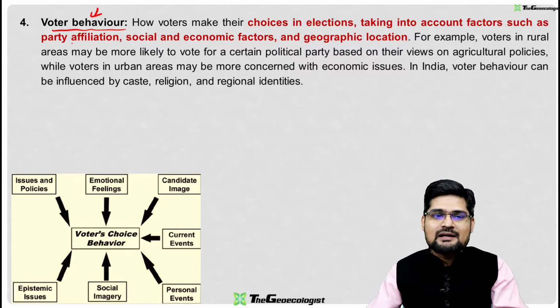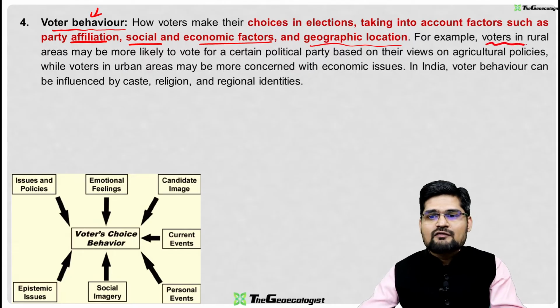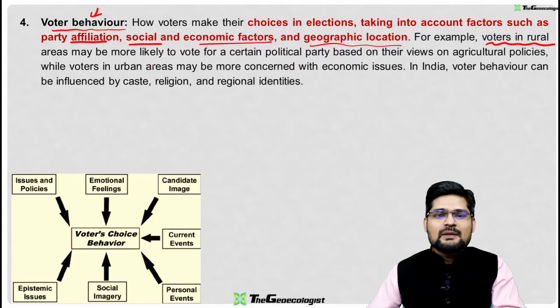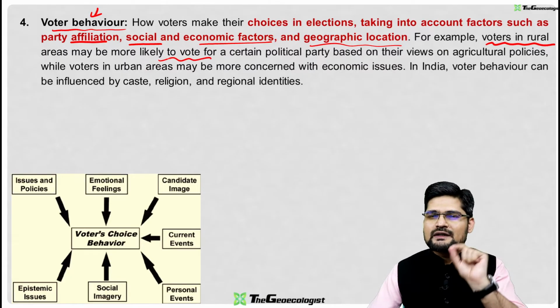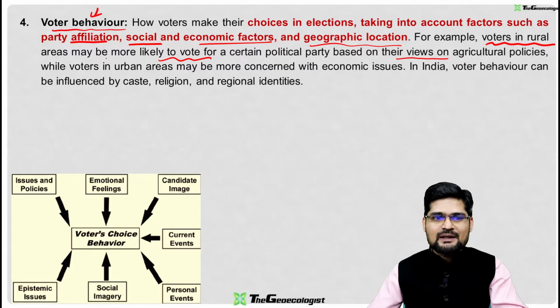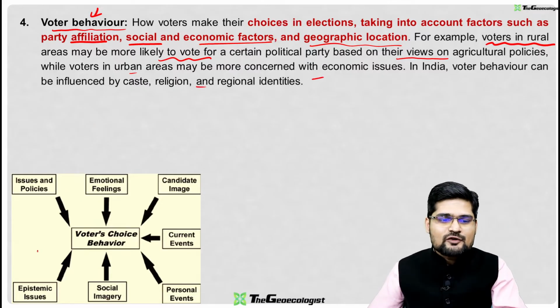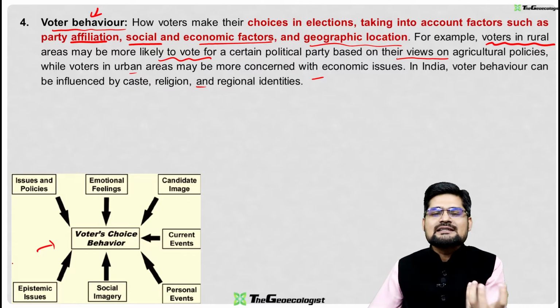So you could have a party affiliation, ideology affiliation, social and economic factors could be there, geographical location could be there. So if you observe, for example, voters in rural areas may be more likely to vote for a certain political party based on their views of agricultural policies maybe, or maybe according to their caste, religion identities, regional identities. So if you observe this flow diagram, it gives you a gist of the matter.